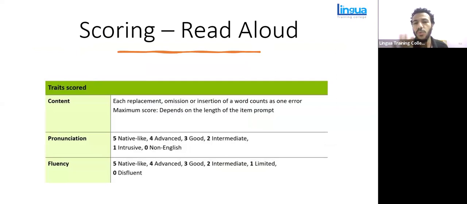So we need to say all the words there to get the content mark full. That first one, then pronunciation and fluency. If you want to have a full document on details on how they score pronunciation and fluency from 0 to 5, send us a message on WhatsApp or Facebook, and I'll send you full PDF on the scoring system.